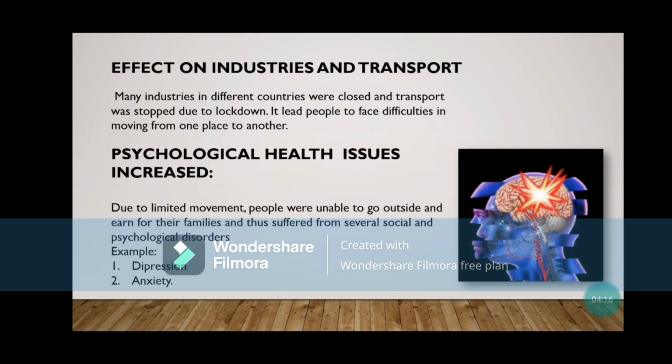Psychological health issues increased. At the time, there were also some psychological issues which increased due to limited movement. People were unable to go outside and earn for their families and thus suffered from several social and psychological disorders, including some financial issues. So, this affected their psychological and mental health. For example, they went through depression and anxiety. Let's have a look at this picture. It shows the people going through depression and anxiety.